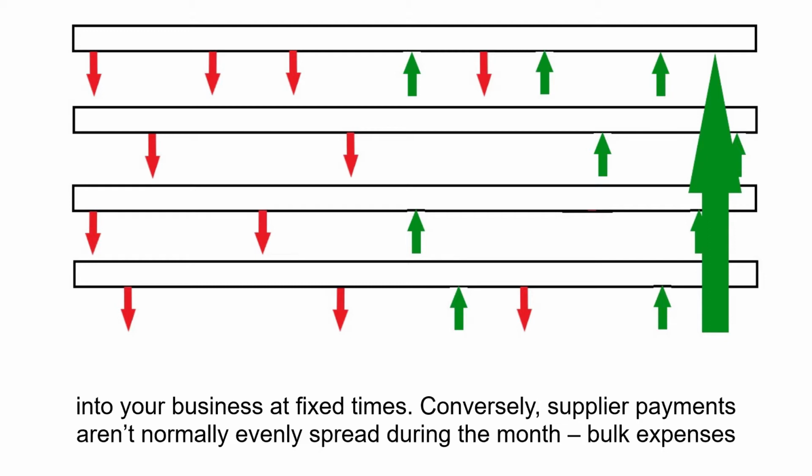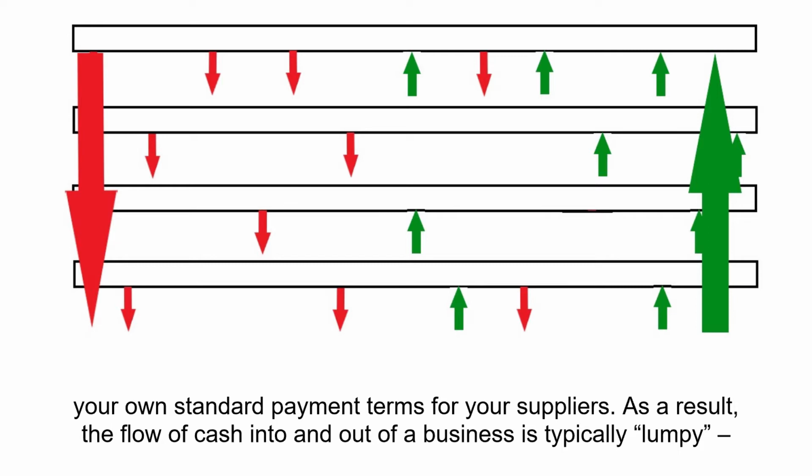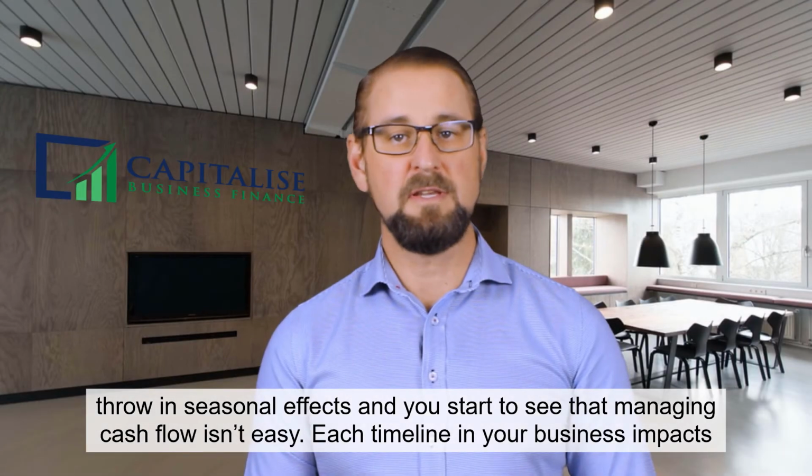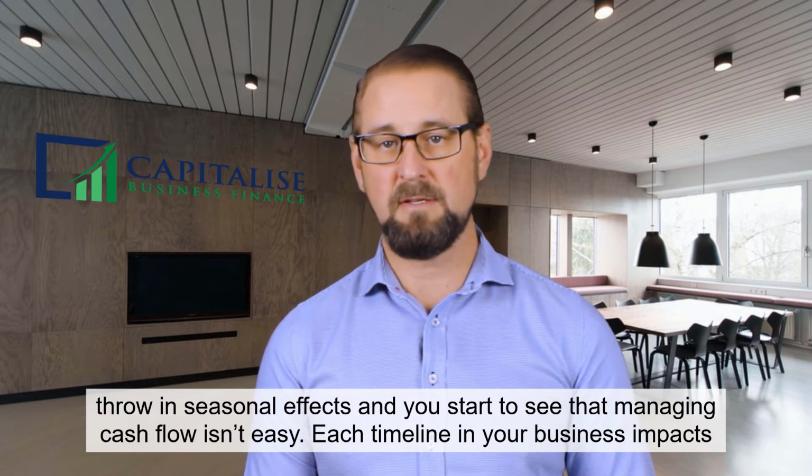Conversely, supplier payments aren't normally evenly spread during the month. Bulk expenses can occur when raw materials or stock is ordered for new projects or purchase orders, when lease payments are due, or if you have your own standard payment terms for your suppliers. As a result, the flow of cash into and out of your business is typically lumpy. Throw in seasonal effects and you start to see that managing cash flow isn't easy.